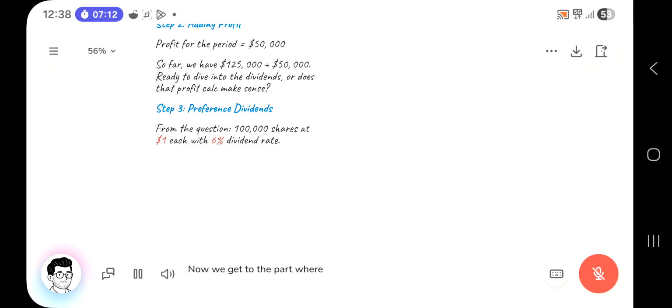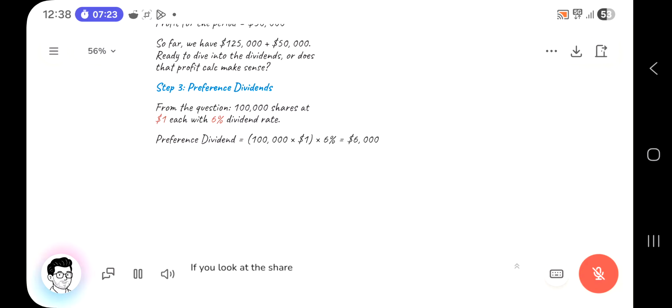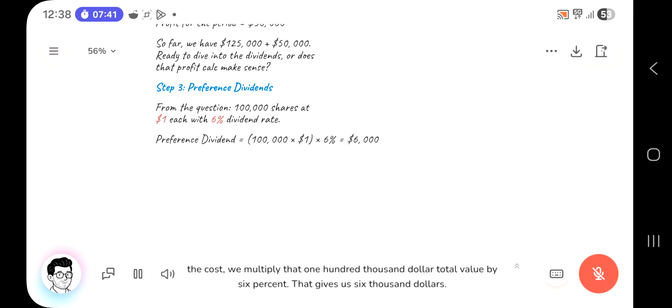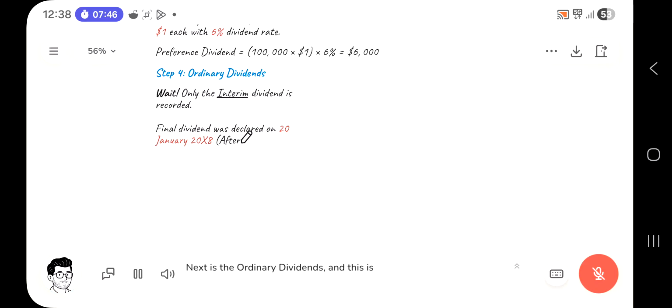Now we get to the part where we take money out of the bucket. First up, preference dividends. These guys get paid first. If you look at the share capital list in your notes, it says we have 100,000 $1 preference shares at 6%. To find the cost, we multiply that $100,000 total value by 6%. That gives us $6,000. Next is the ordinary dividends, and this is where students usually trip up.